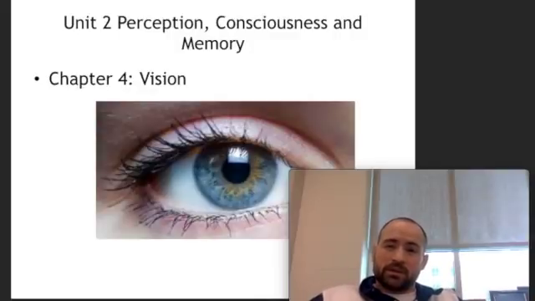But I do know that memory has also been manipulated through time. And we're going to talk about that, like false memories and how our memory can change and a whole bunch of stuff, memory. But we're going to begin in Chapter 4, Vision.